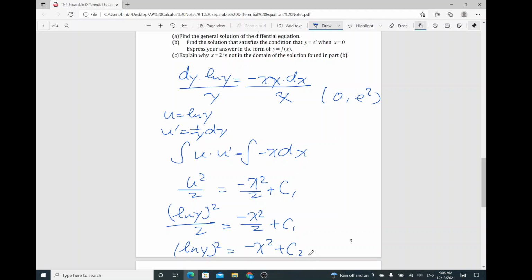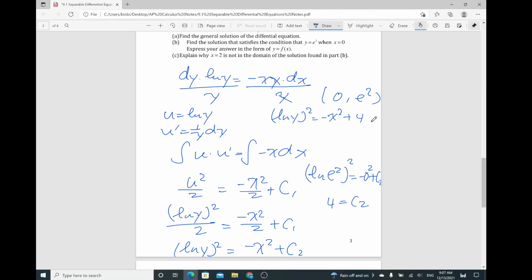So solve for c2 here first. Plug in y equals e squared, so natural log of e squared, quantity squared, equals negative 0 squared plus c2. Natural log of e squared is 2, and 2 squared is 4. So c2 equals 4. And then the solution we got is natural log of y, quantity squared, equals negative x squared plus 4.